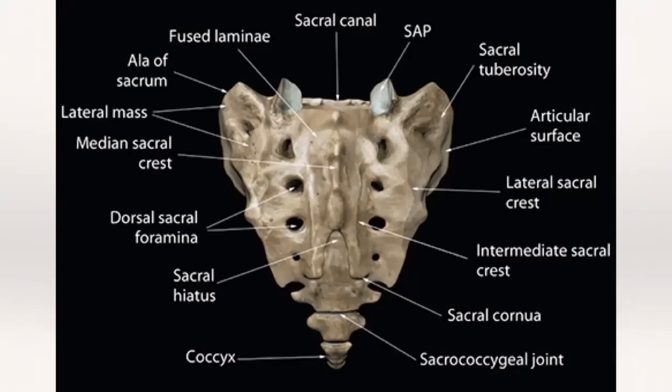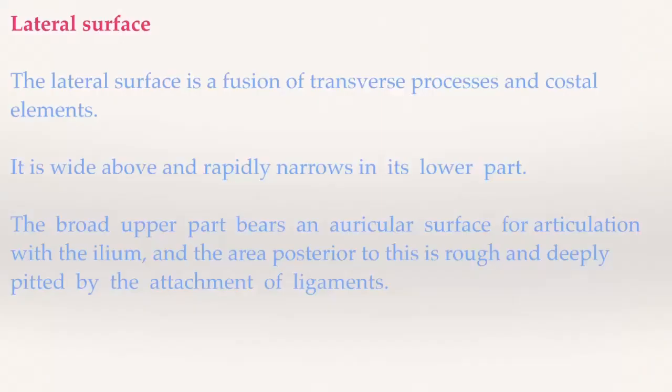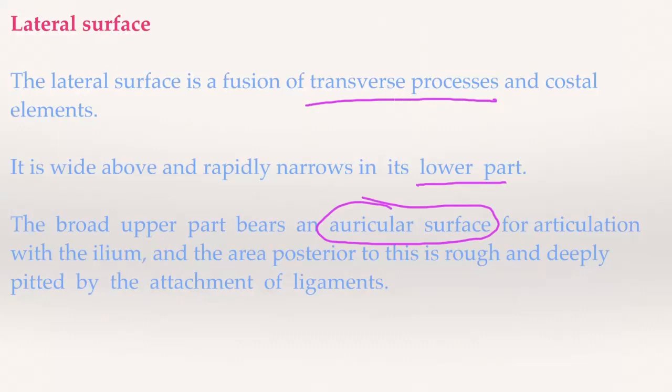So this is again the dorsal aspect, with hiatus, cornua, sacral canal, median crest, intermediate crest, lateral crest, foramina. Coming to the lateral surface, it is a fusion of transverse process and costal element, wide above and rapidly narrowing in its lower part. The broad upper part bears an articular surface for articulation with the ilium, and the area posterior to this is rough, deeply pitted by the attachment of ligaments.